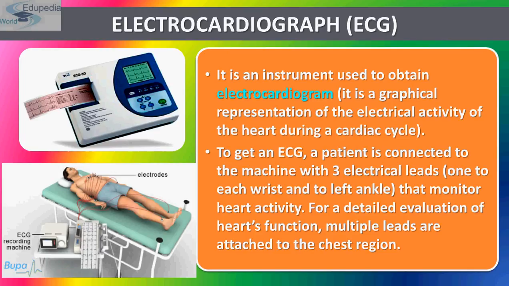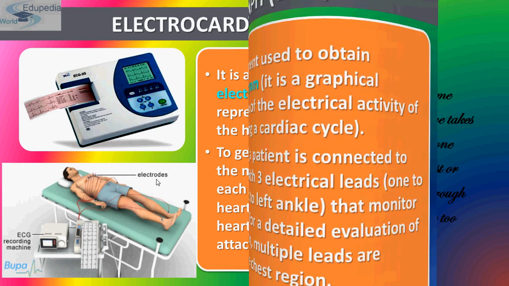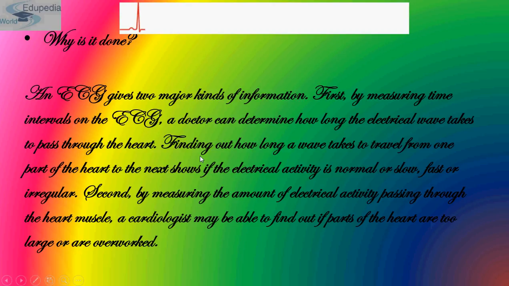To get an ECG, a patient is connected to the machine with 3 electrical leads, one to each wrist and to the left ankle, that monitor heart activity. For a detailed evaluation of heart functions, multiple leads are attached to the chest region, as you can see in this picture, which is connected with the ECG recording machine.